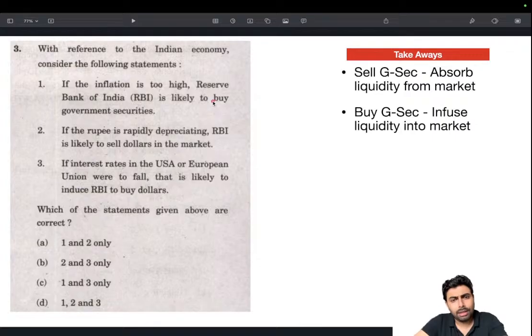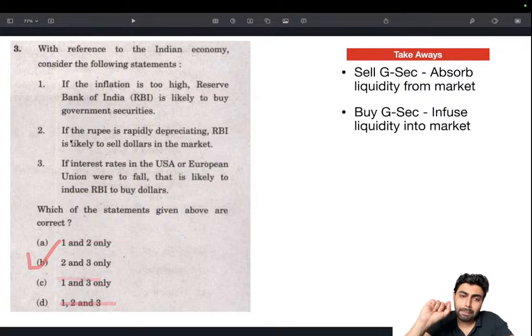RBI is likely to sell. Obviously, if it buys government security, the inflation gets even higher, meaning that RBI is pumping in more money. So it's counterproductive. So this is wrong. So obviously we'll be arriving at the answer. But we can actually look for the other statements.